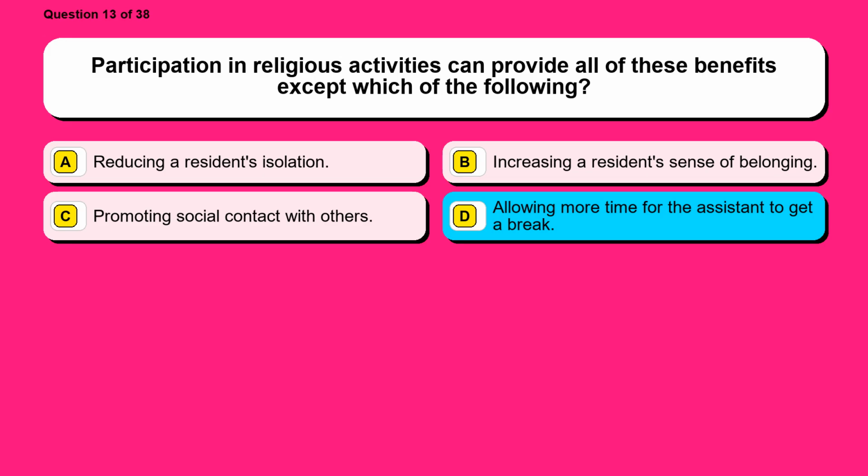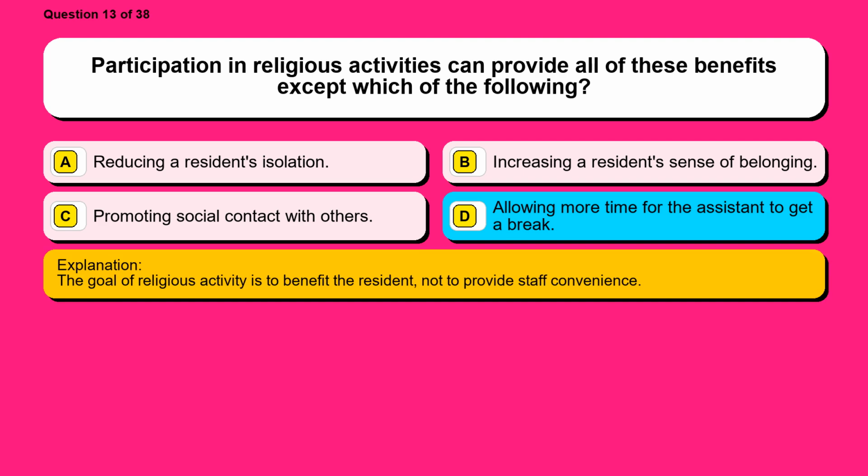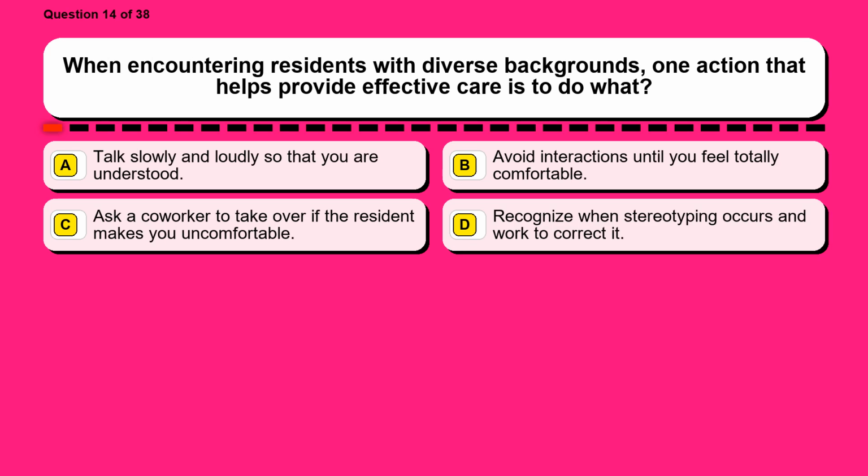The correct answer is option D. Allowing more time for the assistant to get a break. The goal of religious activity is to benefit the resident, not to provide staff convenience. Question 14. When encountering residents with diverse backgrounds, one action that helps provide effective care is to do what?